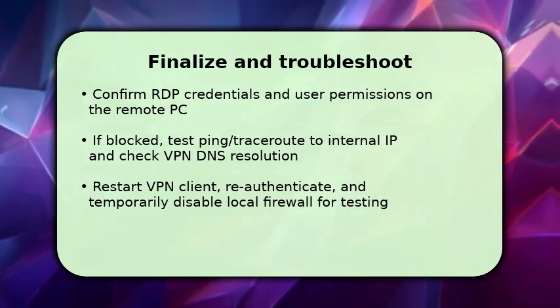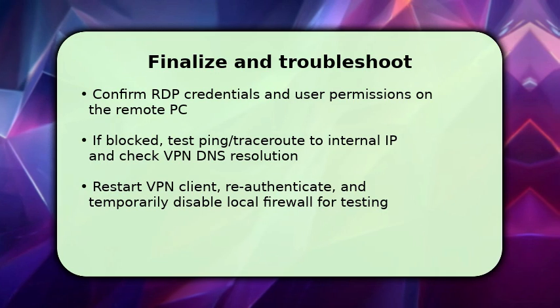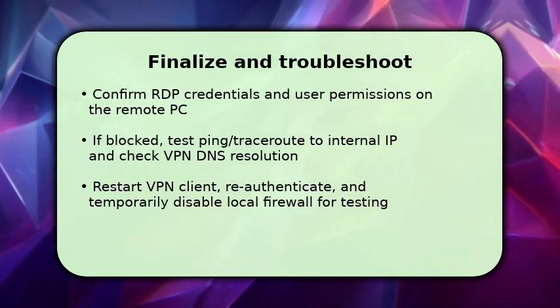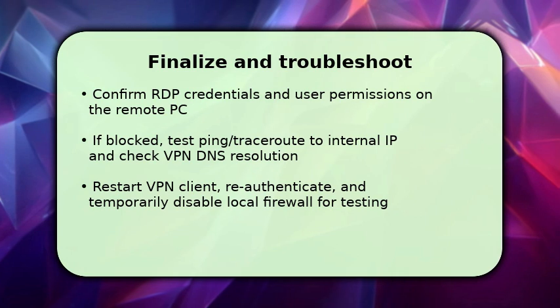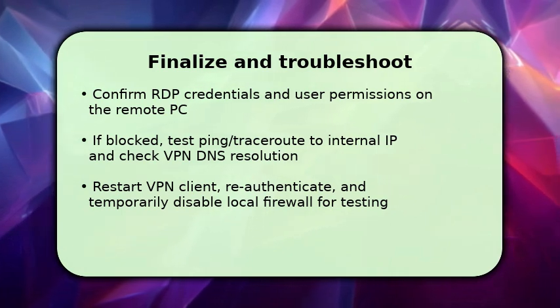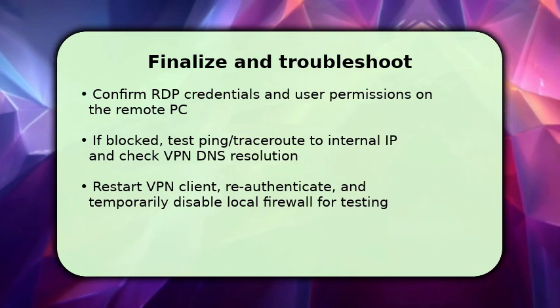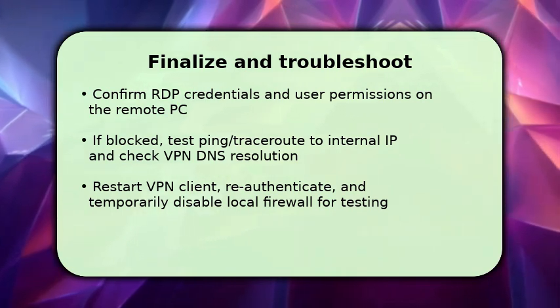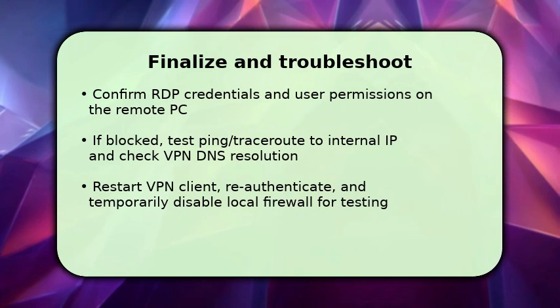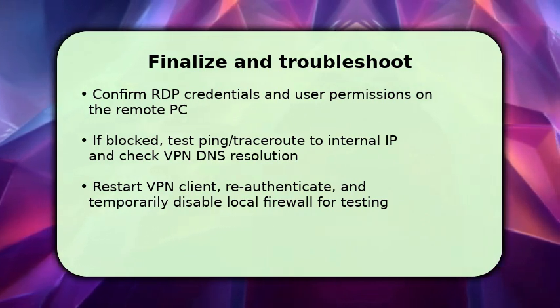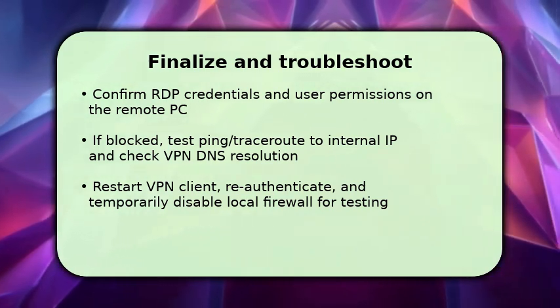If connection fails, test basic network reachability with ping or traceroute to the internal IP to isolate network versus auth problems. Make sure VPN DNS resolves internal hostnames. If needed, restart the VPN client and re-authenticate. Temporarily disable your local firewall for a quick test. These steps reveal whether.